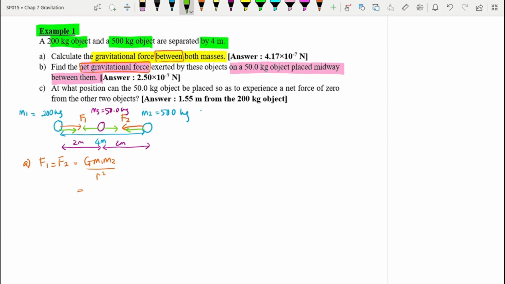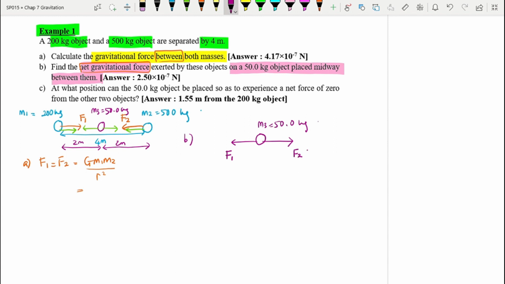So soalannya, kalau kita tarik keluarkan mass 3 ni, okay, so untuk soalan B mass 3, which is 50.0 kg. So dia ada force ke kanan disebabkan oleh mass 2 dan dia ada force ke kiri disebabkan oleh mass 1. Okay, so saya nak label as F1 juga. Boleh lah, nak label as F1 pun boleh. Okay, dan ini saya nak label as F2.